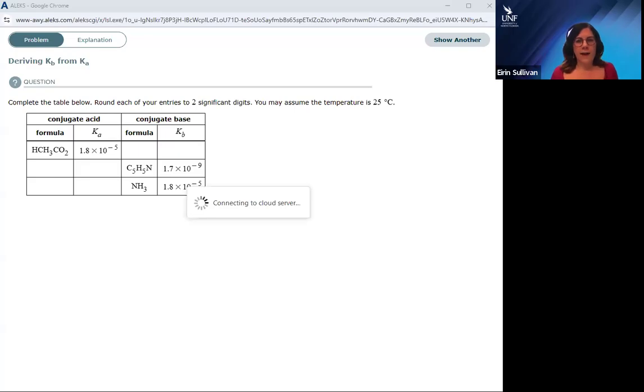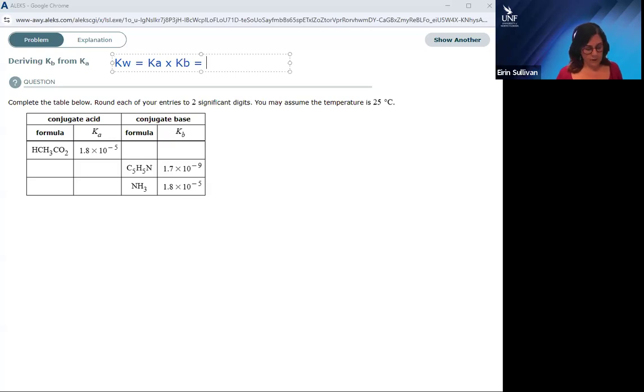So, deriving Kb from Ka. The key to answering this kind of question is knowing that there's a relationship between the two, and it's based on the ionic product for water, Kw. Whenever you multiply Ka for an acid times Kb for its conjugate base, that will equal the ionic product for water, which is 1 times 10 to the power of minus 14. So you can always calculate one from the other.